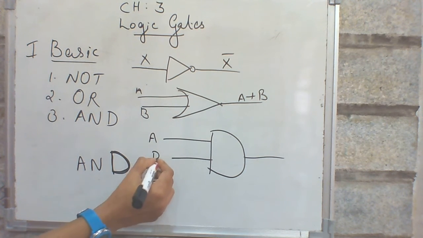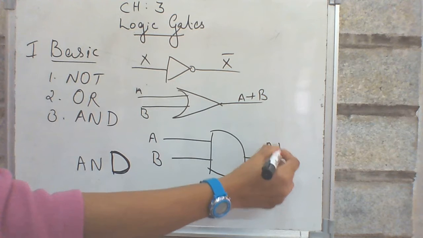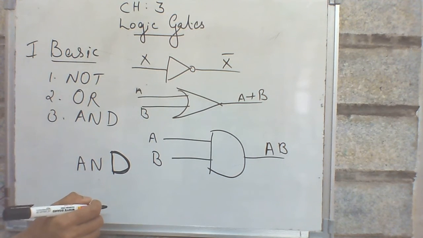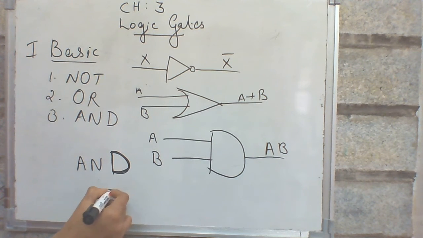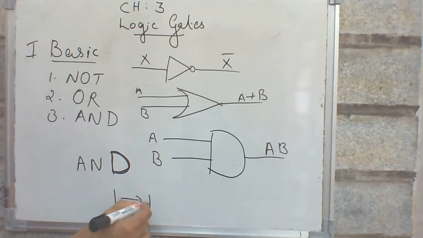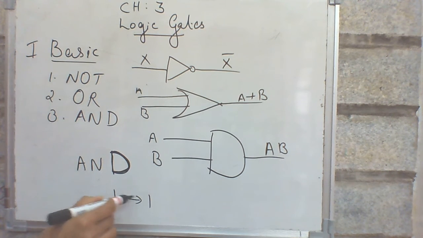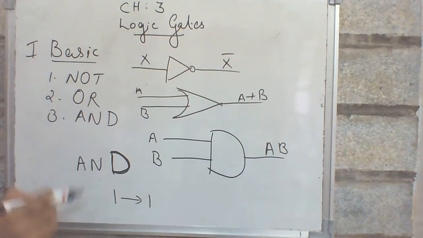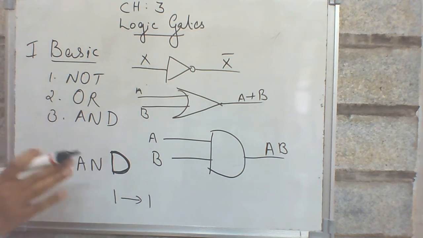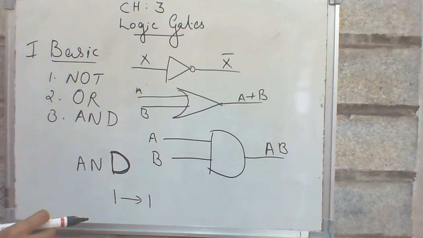If A and B are the input, what will be the output? AB will be the output. Okay, that is, if all the inputs are 1, output will be 1 in AND gate. If all the inputs are 1, output will be 1 in which gate? AND gate. Okay, these are the basic gates.